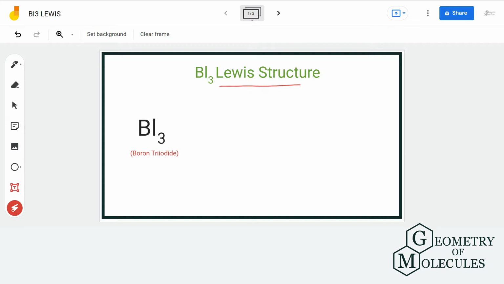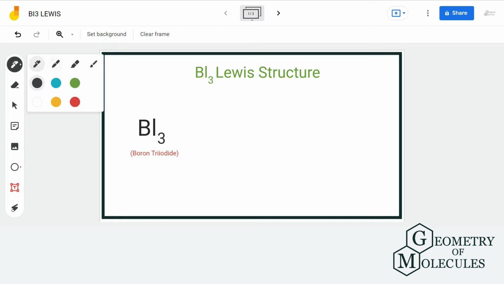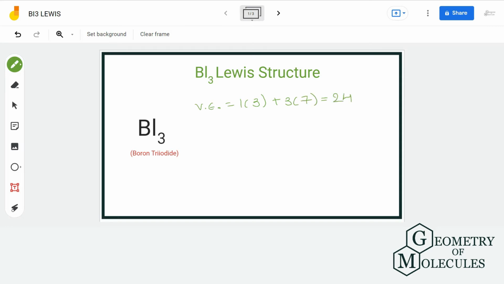In this video, we will discuss the Lewis structure of BI3. It's the chemical formula of boron triiodide. To determine its Lewis structure, we will first count the total number of valence electrons. We have one boron atom having 3 valence electrons and 3 iodine atoms having 7 valence electrons each. Now that gives us a total of 24 valence electrons.